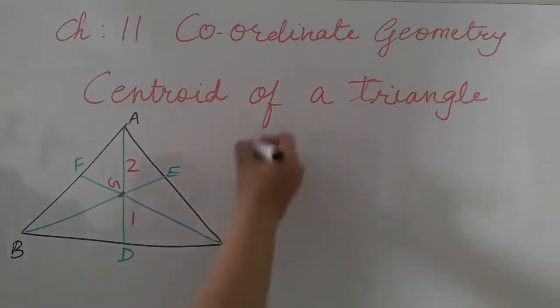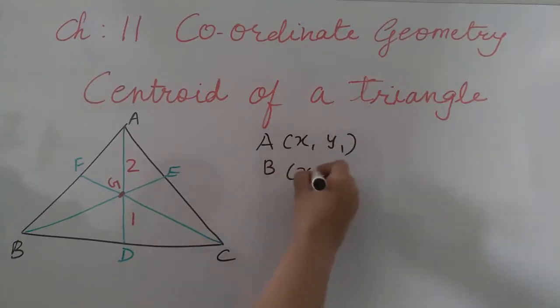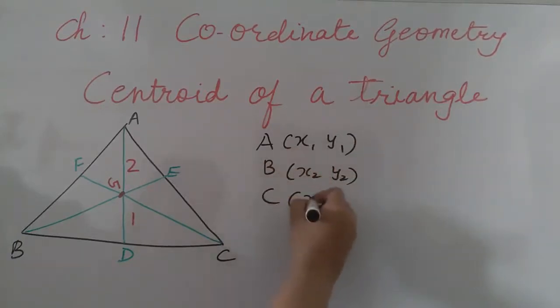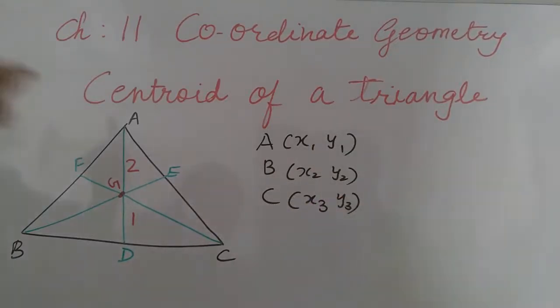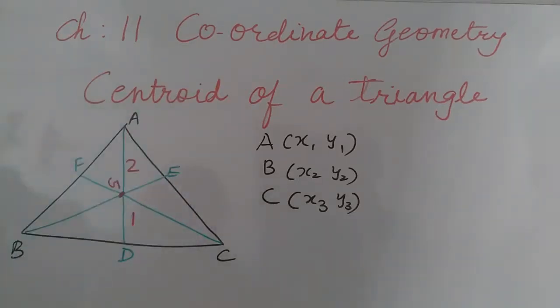Then let A coordinates be x1 y1, B coordinates be x2 y2 and C coordinates be x3 y3. So students, using our section formula, I'll explain how we derive the centroid of a triangle formula. So for that, first of all, this D, this is x2 y2 and this is x3 y3. So what I told, that AD will divide BC. The division point is always the midpoint. So D is the midpoint of BC.